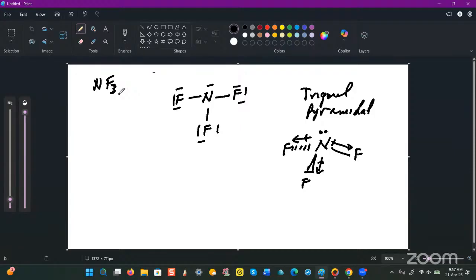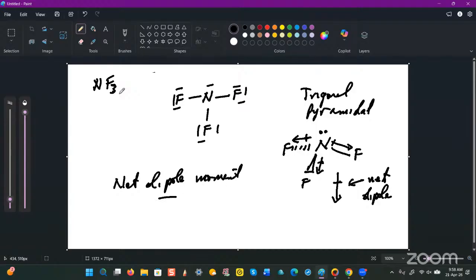What we will see in this case is that unlike the carbon tetrachloride example that we just looked at, the dipoles will not cancel out each other. In fact, the net dipole would be the sum of these three, and because they're all pointing down at an angle, the net dipole will be pointing down straight like this. So this would be the direction of the net dipole moment of the molecule. And therefore, we can say that the net dipole moment is a non-zero value, which means that the molecule NF3 is going to be polar.